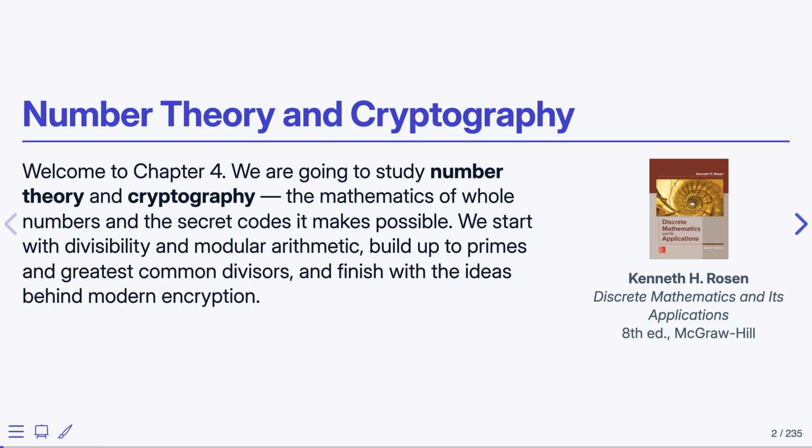Hello and welcome to Chapter 4. In this chapter we study number theory and cryptography. Number theory is the math of whole numbers. Cryptography is the art of secret codes. We start small with when one number divides another. Then we build up step by step to primes, to greatest common divisors, and at the end to the math behind secret messages on the internet. Let's begin.